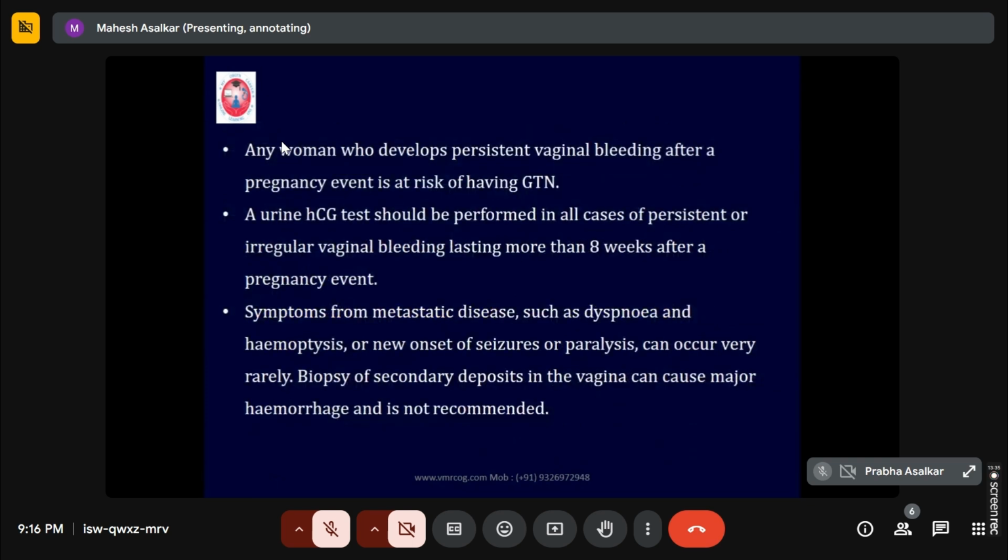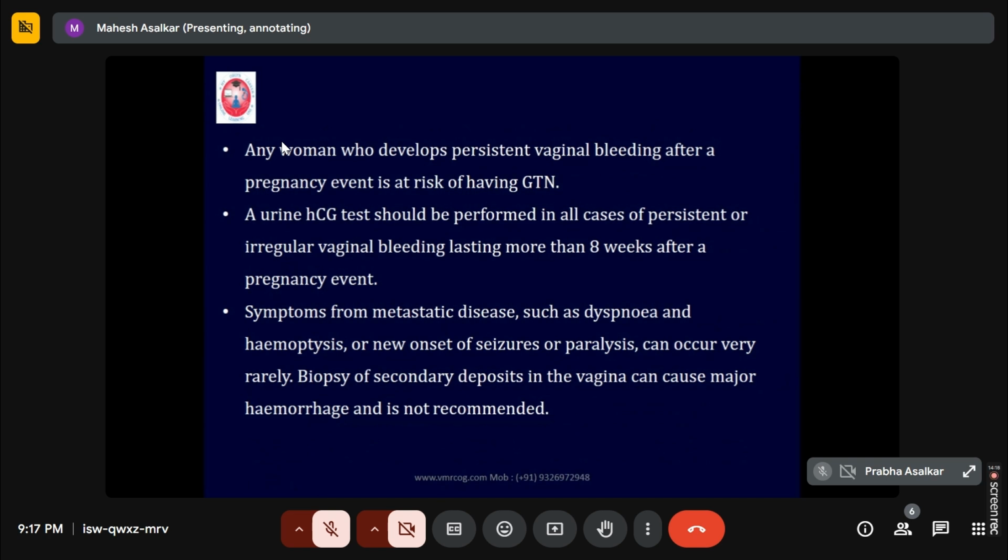Okay, now any woman who develops persistent vaginal bleeding after a pregnancy event is at risk of GTN. Okay, so a woman who develops persistent vaginal bleeding after a pregnancy event is at risk of gestational trophoblastic neoplasia. A urine HCG test should be performed in all cases of persistent or irregular vaginal bleeding lasting more than 8 weeks after the pregnancy event. Suppose it is a miscarriage or any pregnancy event, but the bleeding is lasting for more than 8 weeks, so you have to do the urine HCG test. Okay, because these patients are at risk of development of gestational trophoblastic neoplasia.